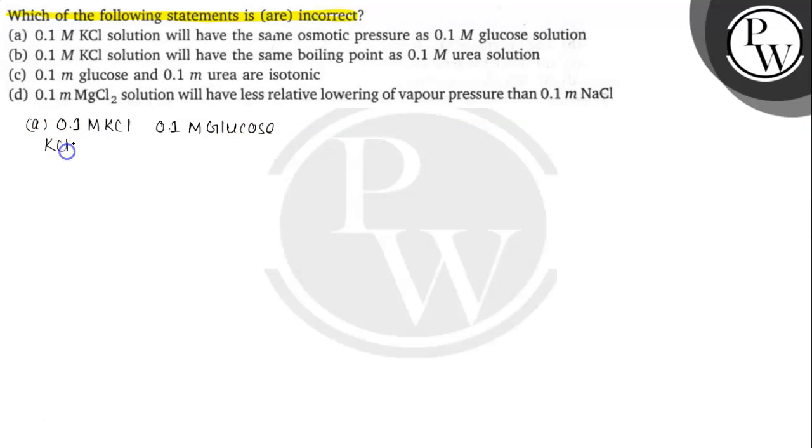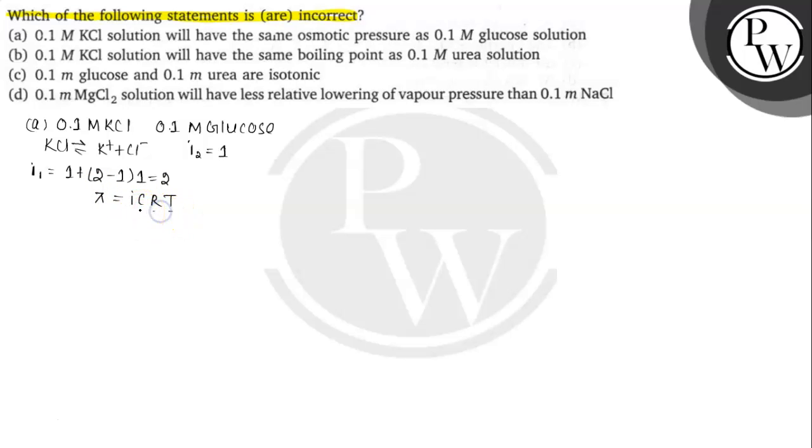KCl is an electrolyte, that means it dissociates to form K plus and Cl minus, and for glucose the van't Hoff factor is 1, as glucose is a non-electrolyte. So for a non-electrolyte the van't Hoff factor is 1. Here the number of dissociated ions is 2, and if we find the van't Hoff factor, it will be equal to 1 plus (n minus 1). Here n is 2, so 2 minus 1, as the alpha value is not given, so it is 1, and it will be equal to 2.